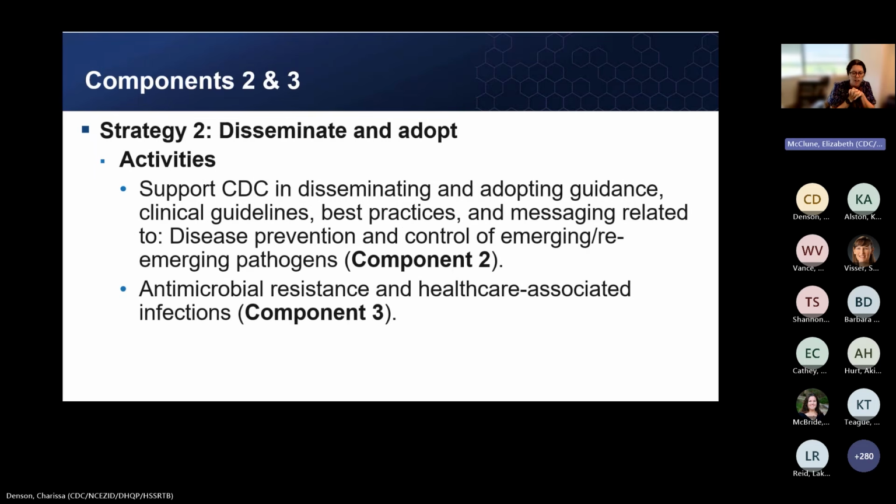Strategy 2, which you can find in component 2 and 3, is disseminate and adopt. As noted by Dr. Visser earlier, we're supporting CDC in disseminating and adopting guidance, guidelines, best practices, and messaging related to either the broader disease prevention and control for emerging and reemerging pathogens, which is component 2, or the more specific AMR and HAI infections, which is component 3. I think strategy 3 is being handled by my fabulous colleague Tricia, so I will hand it off to her.